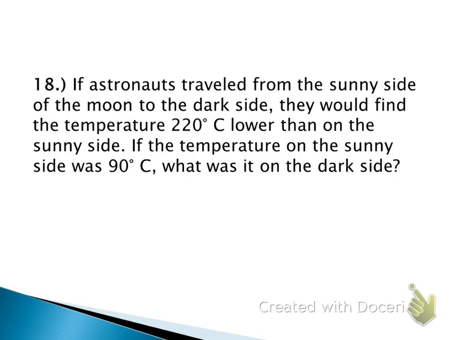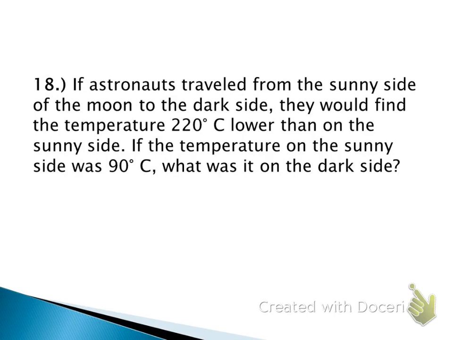If astronauts traveled from the sunny side of the moon to the dark side, they would find the temperature 220 degrees Celsius lower than on the sunny side. If the temperature on the sunny side was 90 degrees Celsius, what was it on the dark side? Okay, so we are going to take the sunny side and combine it with the difference to find the dark side.